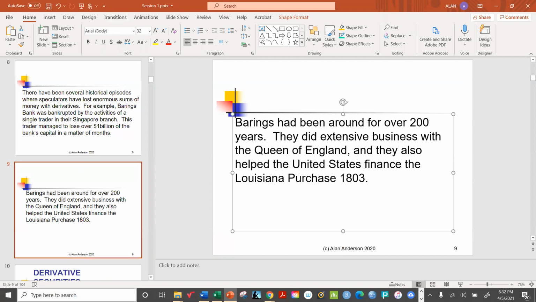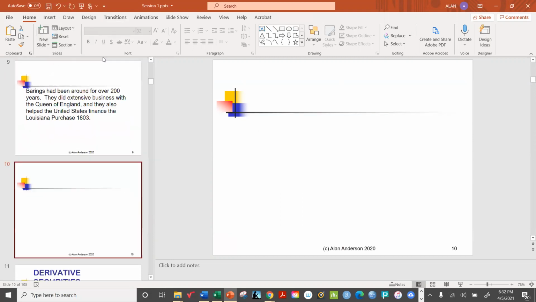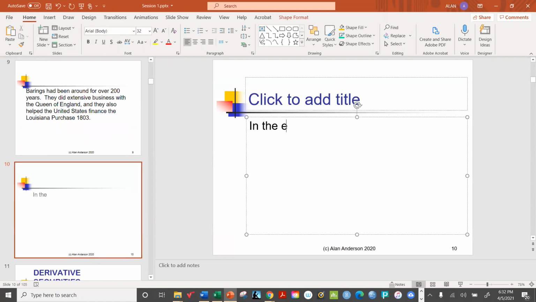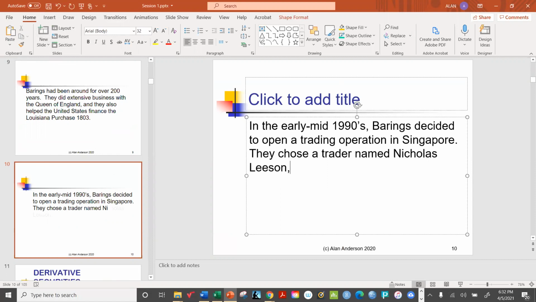So what actually happened here was that in the early 90s, mid 90s, I guess, Barings decided to open up a trading operation in Singapore. They chose a trader named Nicholas Leeson to run the branch. Now, here's where they ran into trouble.